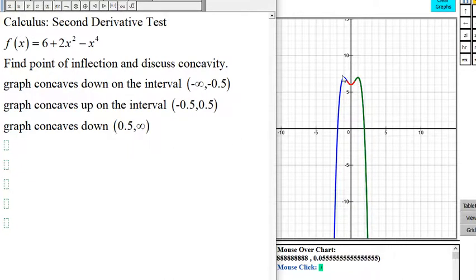And then also it looks like we have a relative maximum at the points negative 1, 7 and also 1, 7. And then we also have a relative minimum at 0, 6. So that's just by looking at the graph.